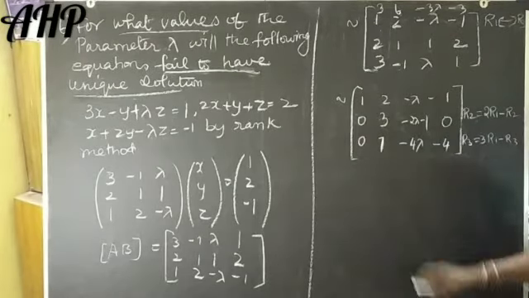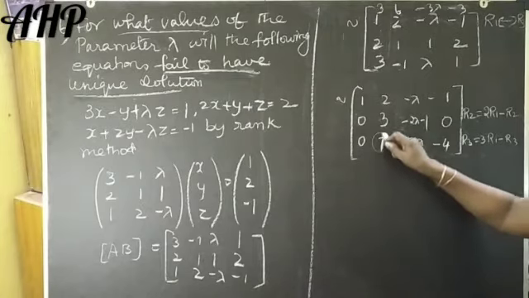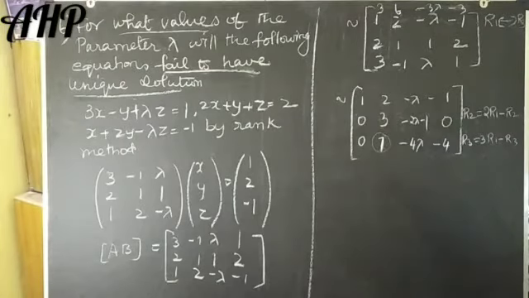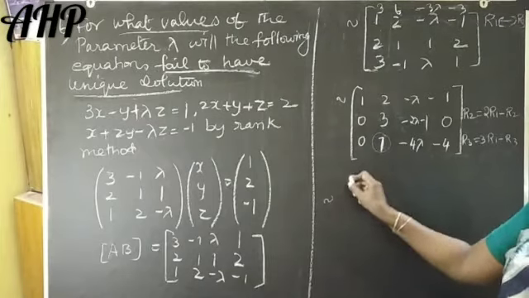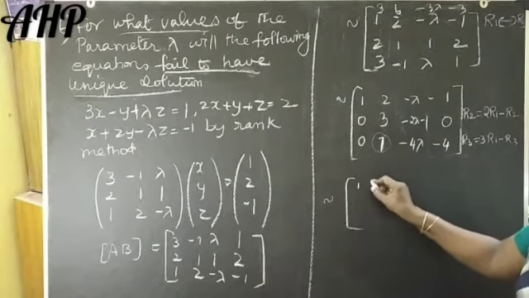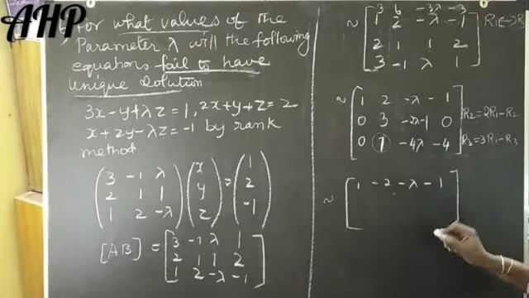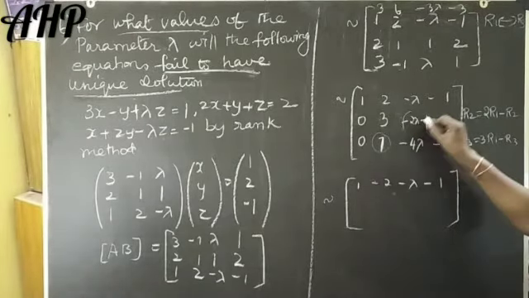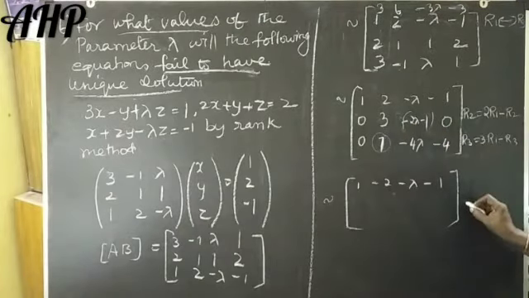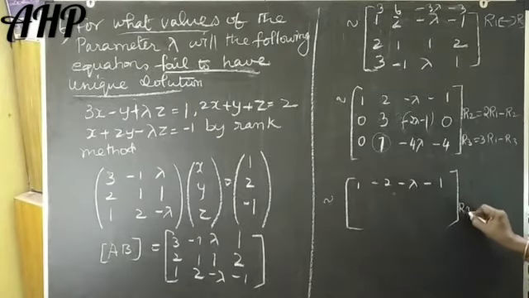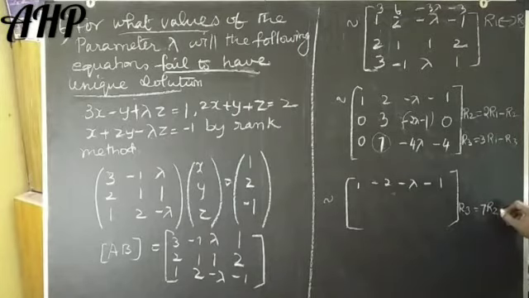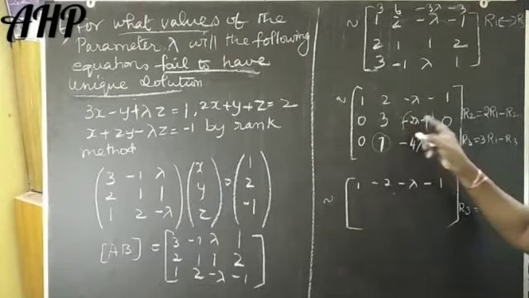Next our aim is to make this second element of the third row to be 0. Hence, this is equivalent to 1, 2, minus lambda, minus 1. Now this R2, we can multiply by 7. So R3 can be written as 7R2 minus 3R3. So multiplying this by 7.